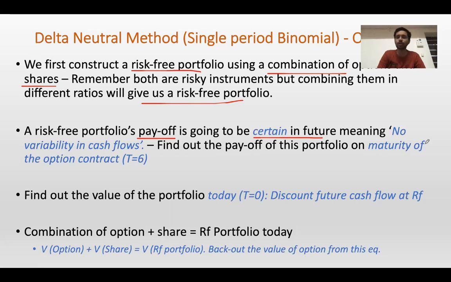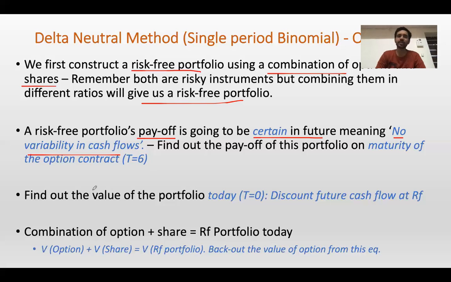There's going to be no variability in cash flow at the end of the maturity of the option contract, which is at t equal to 6. Obviously, we're calling it a risk-free portfolio only because the payoff is certain, right? Had the payoff been uncertain, this portfolio itself wouldn't have been called a risk-free portfolio.